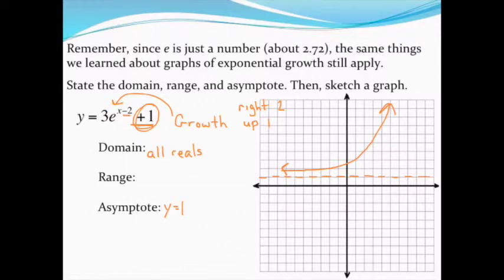For my range, then, we're going to say my range is going to be all the numbers that are bigger than 1. Remember, the range will change like the asymptote changes. And it can't be equal to 1 since the curve never really gets there. So those are going to be my range and my asymptote, just the same way we did with any other exponential growth or decay graph. Don't let that e mess you up at all.